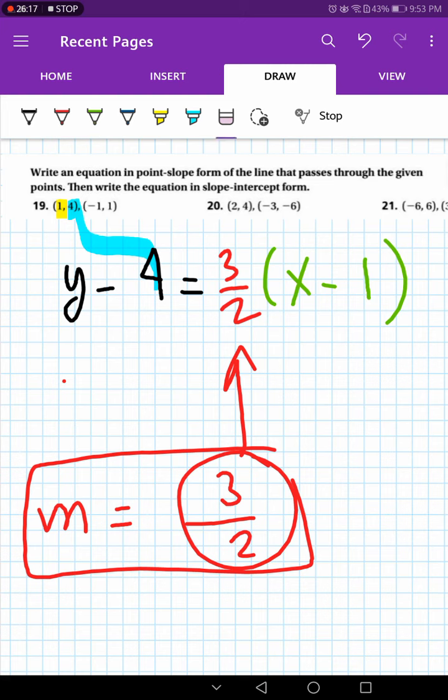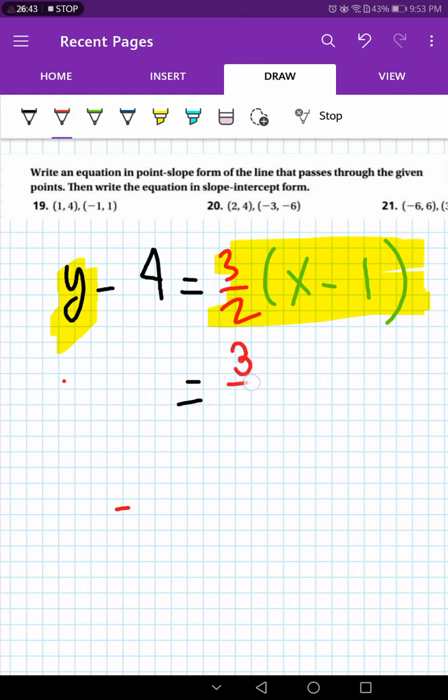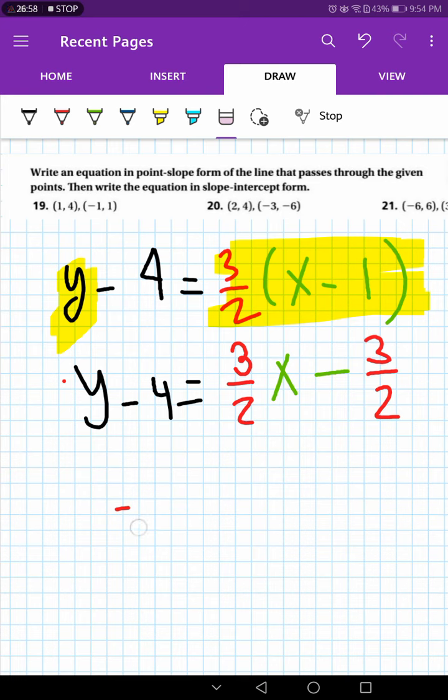Great. Now, my dear students, I wrote it in point slope form. I need to write it as slope intercept form, so I have to make the y alone. But before that, I have to break the parentheses here using the distributive property. So it will be like this: 3 over 2 x minus 3 over 2, and this is y negative 4.